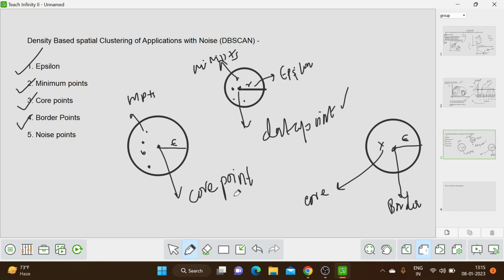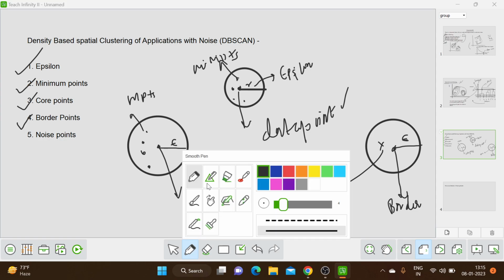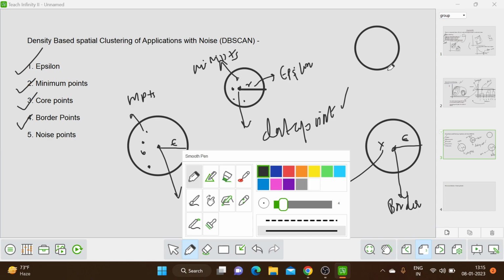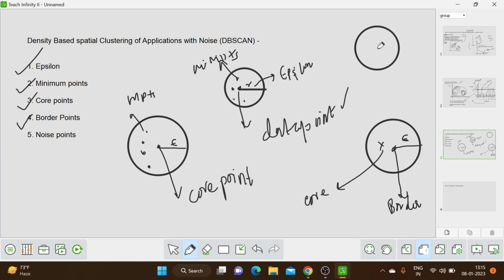And noise point is what? If I try to draw a circle, this is my point. There is no minimum point. It's empty. So this point is known as a noise point. So noise point is clear.